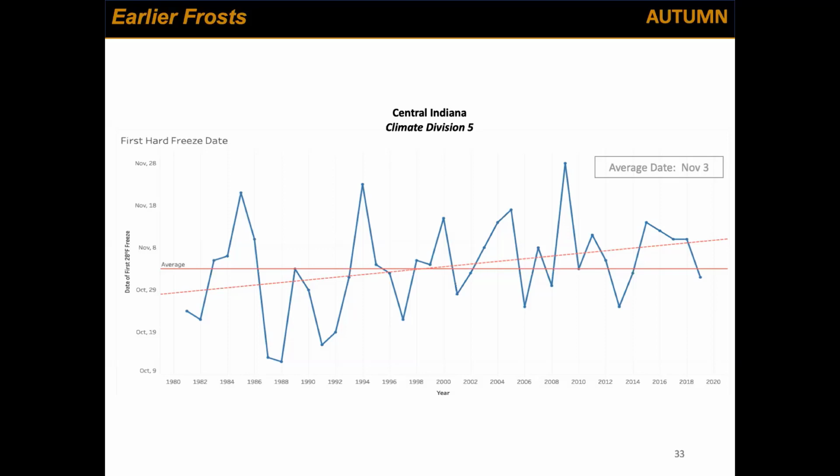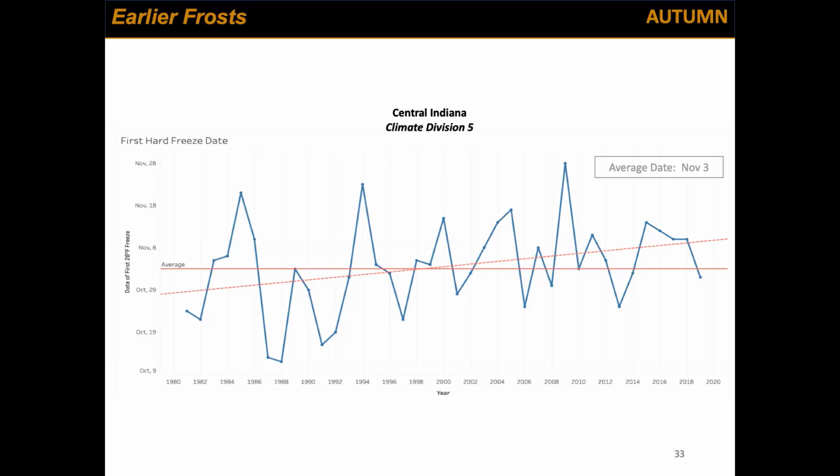You saw a similar plot to this earlier in the presentation when looking at the dates each year when there were 7 consecutive non-frost days in the spring. This one has the same layout where the dates are along the left-hand y-axis and range from the early date of October 9th down at the bottom to the latest date of November 28th at the top of the graph. The years run from 1981 through 2019.